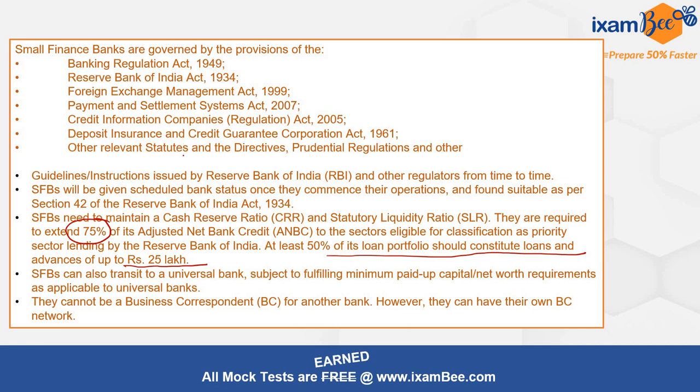All the acts which are there for other banks, like the BR Act and RBI Act, all these are applicable here also. FEMA, the Payment and Settlement Act, the Credit Information Companies Act, DICGC, all these statutes are also applicable here. They can have their own business correspondent network because they are a bank now. They are a small finance bank. It does not mean they are a small bank.